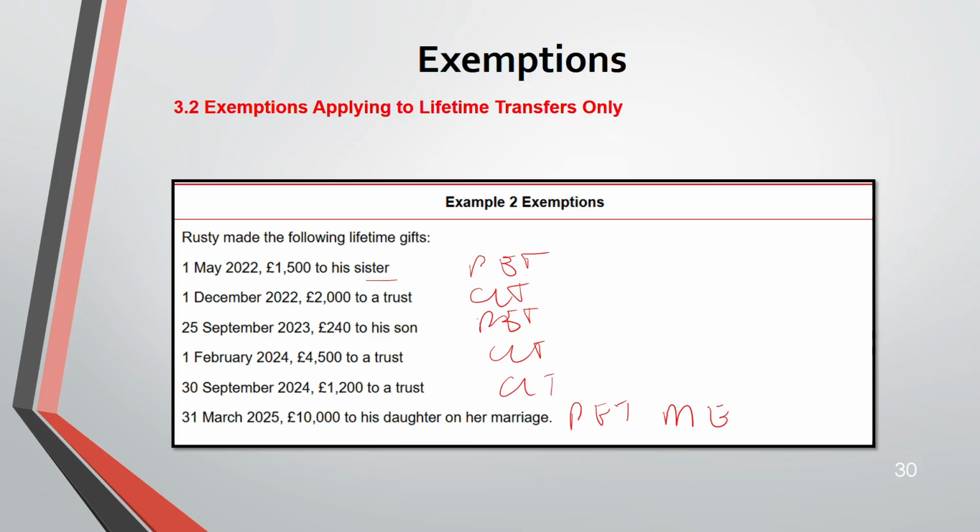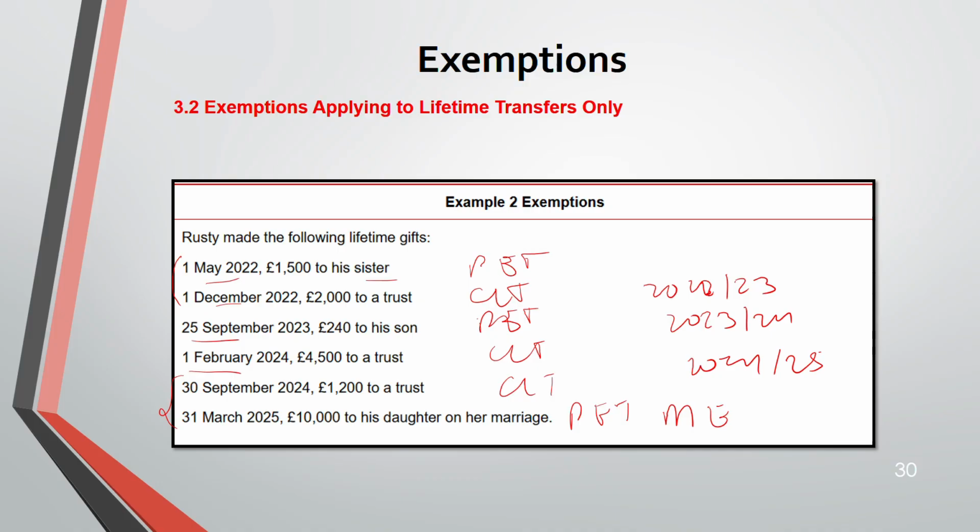And if you follow the dates, this is 1st May, 1st December 2022. So this too is in the tax year 2022-23. And this one, 25 September, 1st February 2024, will follow the 2023-24 tax year. And this too will follow the 2024-25 tax year. So 3 different tax years.